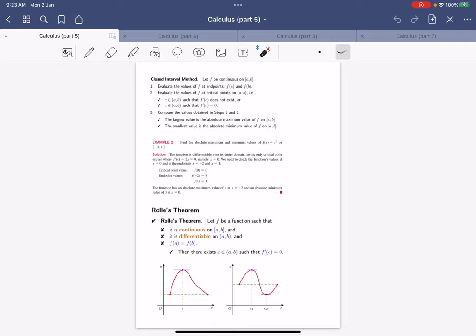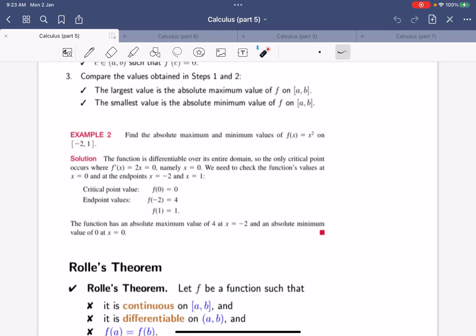And so what I've said is now known as the closed interval method for finding absolute maximum and minimum values of a function. Here's an example for you to see how you can do it. Within the interval, we check the values at the endpoints, -2 and 1. We find the critical values, and then we just compare and determine that the maximum value is 4 at -2 and the minimum is 0 at 0.